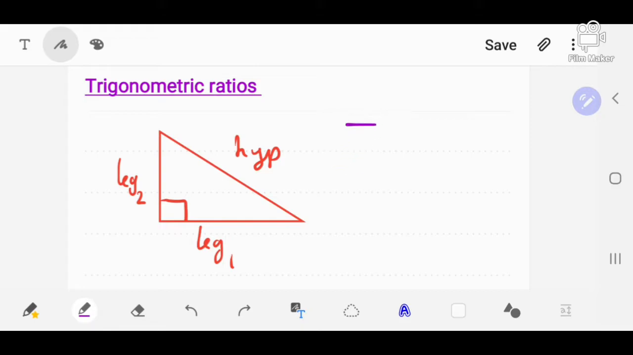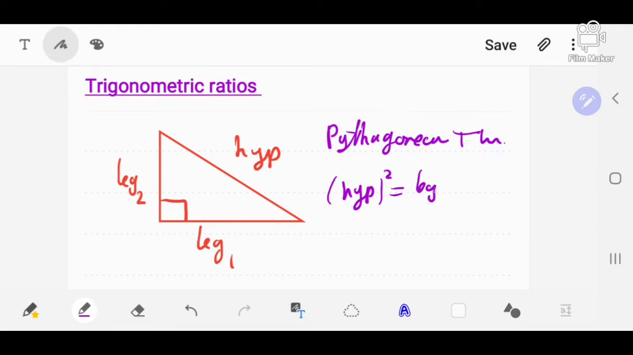The Pythagorean theorem states that the hypotenuse squared is equal to leg 1 squared plus leg 2 squared. I bet that all of you know that.